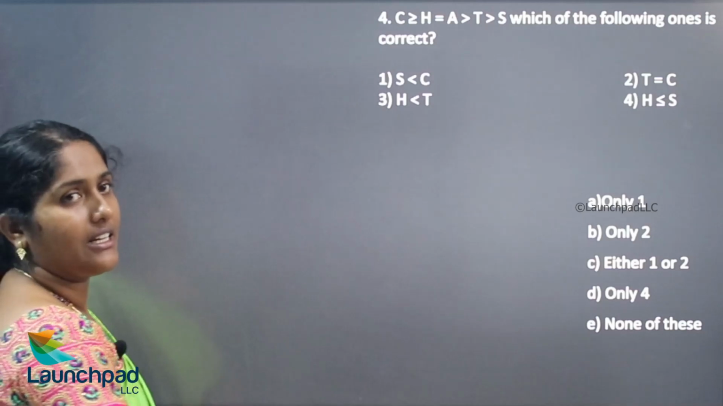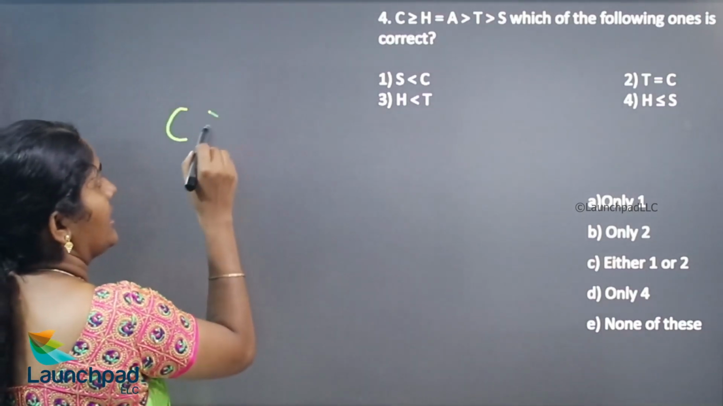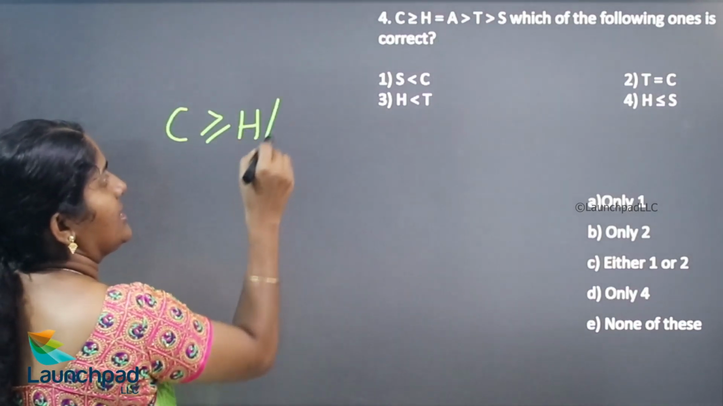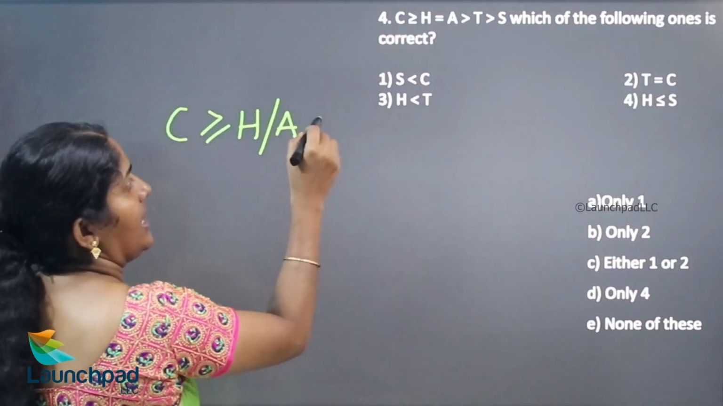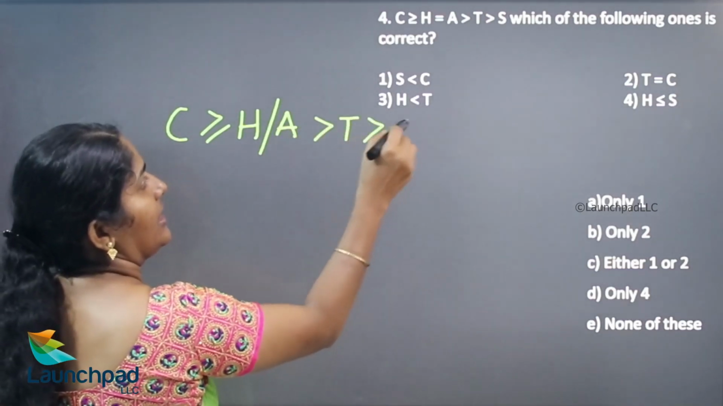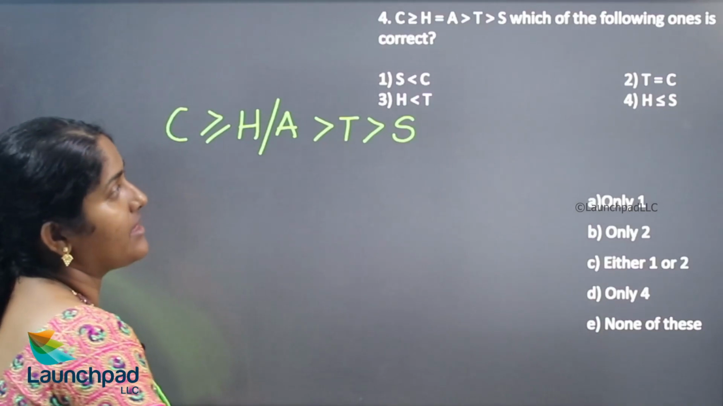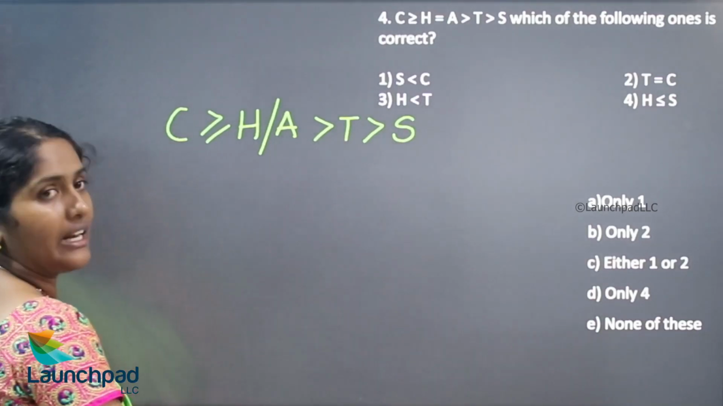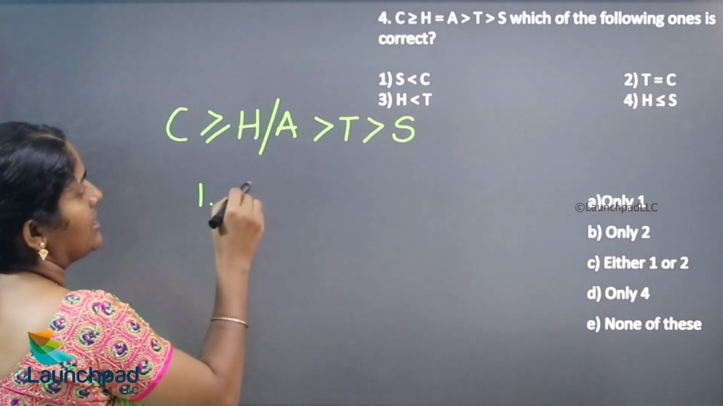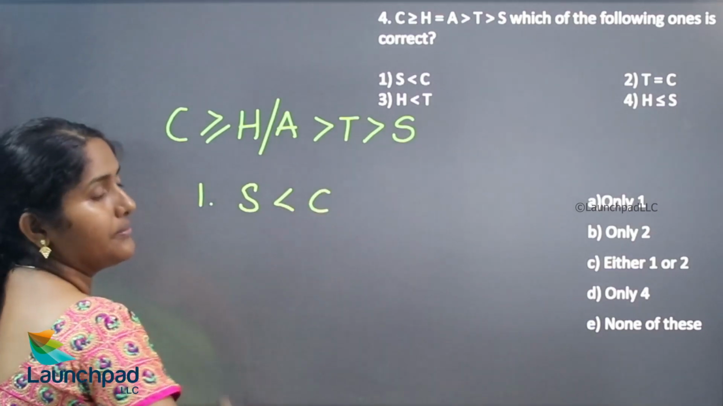C greater than or equal to H. H is less than A. A is greater than T greater than S. Now which of the following one is correct? First conclusion is, yes, S less than C.